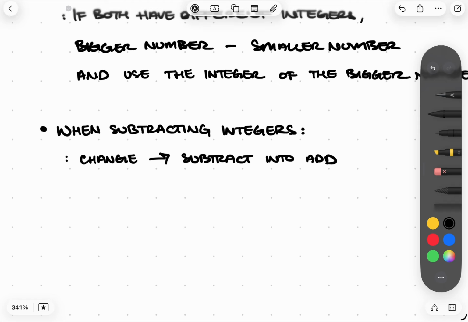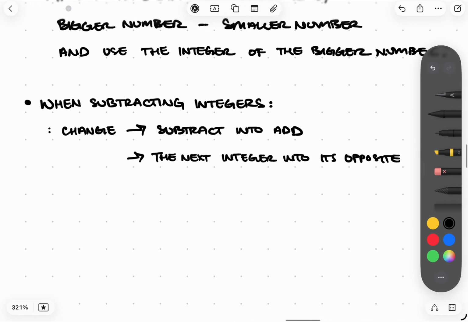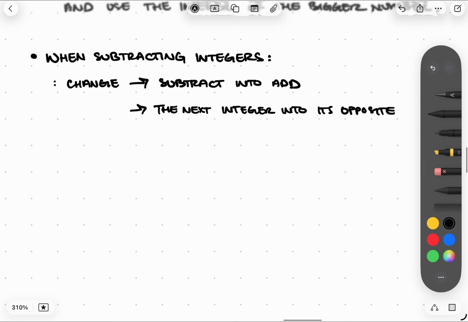Okay, so the minus is going to be a plus, but that only works if you change the next integer into its opposite. All right, so let me do an example here.